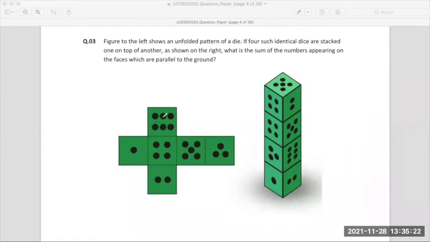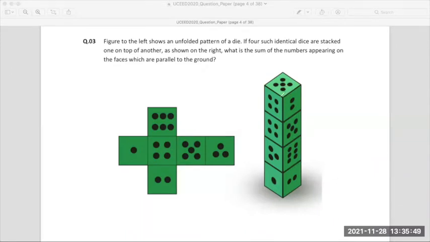This is the dice which is the unfolded part. This is the folded dice. All these are folded dice of the same pattern which is given here. What is asked is the sum of the numbers that appear on the face which is parallel to the ground. This is the face which is parallel to the ground, and the bottom one is also parallel to the ground.